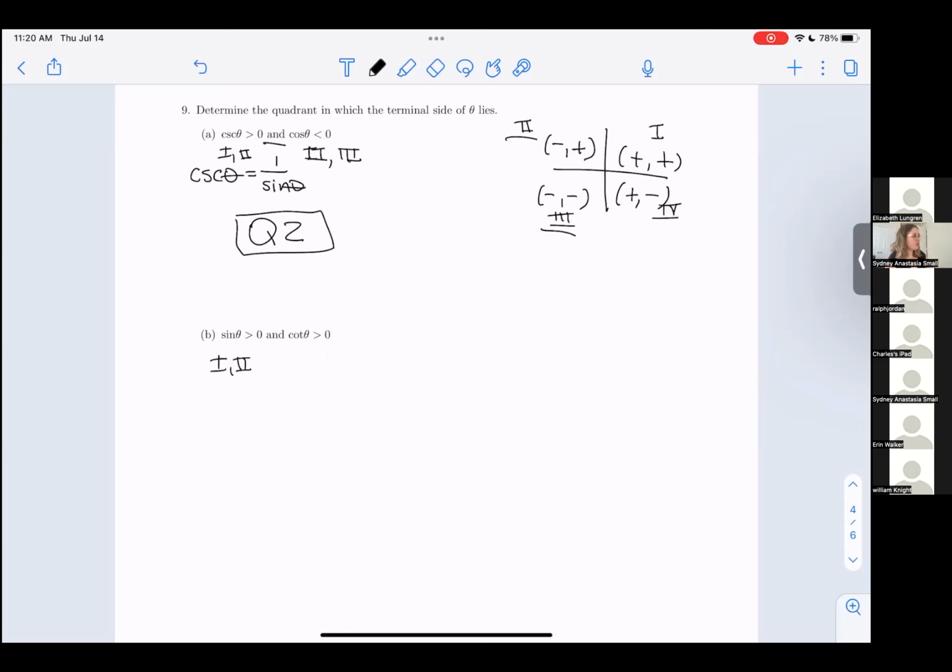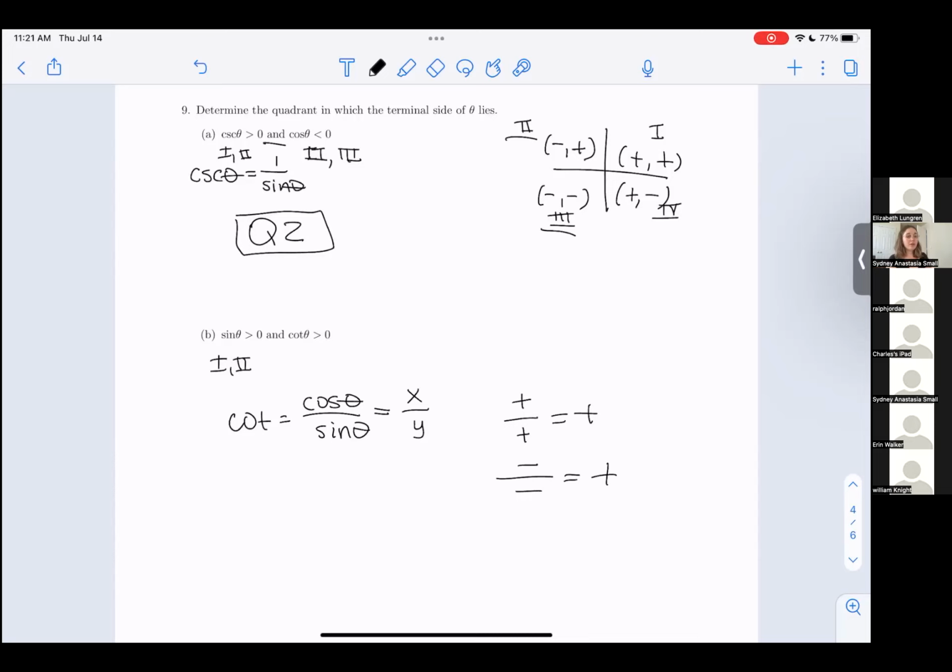Now, when cotangent is positive, if you recall, cotangent is just cosine theta over sine theta, which on the unit circle is just the x over the y. So the only times when cotangent will be positive is when we're dividing a positive by a positive, because that results in a positive, or when we're dividing a negative by a negative, because that will result in a positive. If we're dividing a positive by a negative or a negative by a positive, we will have a negative cotangent.